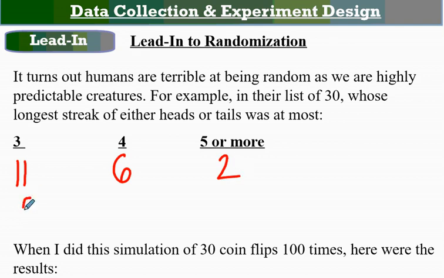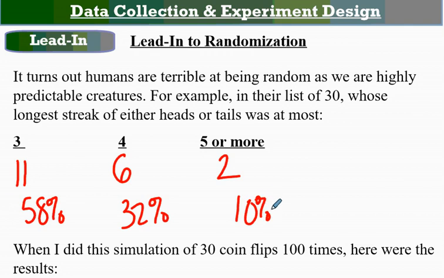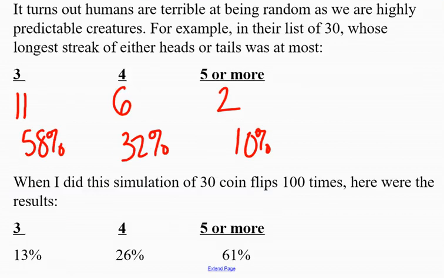In percentages, that is 58% of the class only had a streak of 3, 32% only had a streak of 4, and only 10% had a streak of 5 or more. The reason this is interesting is because when you actually do this in real life, so I simulated this using a computer, I did 100 iterations of 30 coin flips.